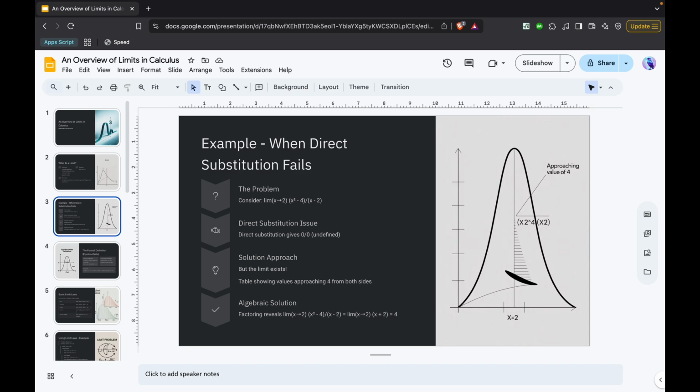But this limit exists. If you have tables, the values will approach y equal to 4 from both sides. Now, the algebraic solution, basically using algebra to figure out the limit, is factoring. We have the limit as x approaches 2 of x squared minus 4 over x minus 2. If we factor that, it becomes x plus 2, and 2 plus 2 is equal to 4. That really illustrates the main difference between direct substitution and really taking a limit.